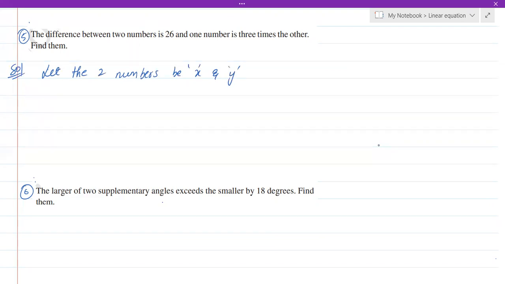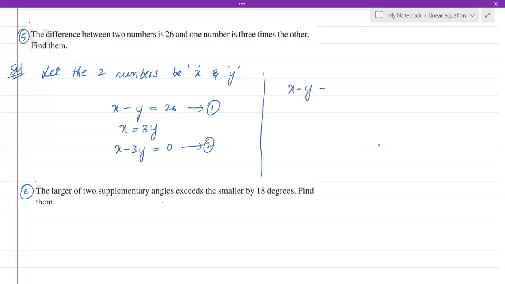The difference between the two numbers, that is x minus y is equal to 26, equation 1. And one number is 3 times the other. So x will be 3 times y. Or I can write it like this: x minus 3y is equal to 0. Equation 2. We got two equations, so let's solve it by elimination method.